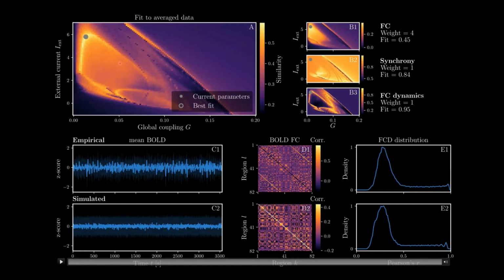So this is kind of a brute force optimization where we do a grid search using parameters of the model, which in this case is global coupling and the external current, the constant component, which you have seen before of the generic 2D oscillator. And what you see in this big panel is a combined measure. So it's a weighted sum of the FC fit, the synchrony fit, and the FC dynamics fit. Okay, and we see more or less bright pixels here. The brighter, the more yellow the pixel is, the better we're fitting these measures.